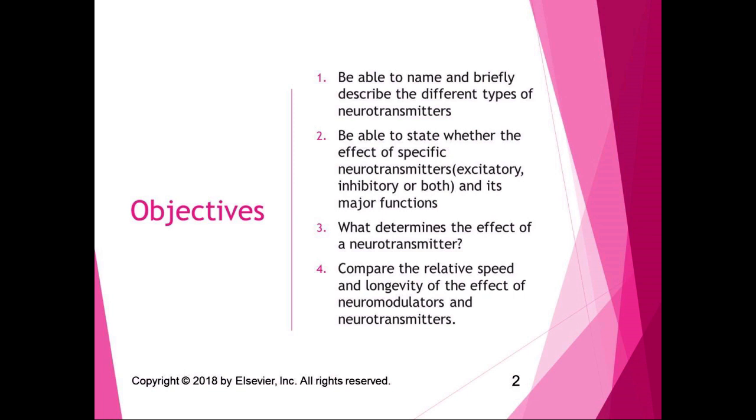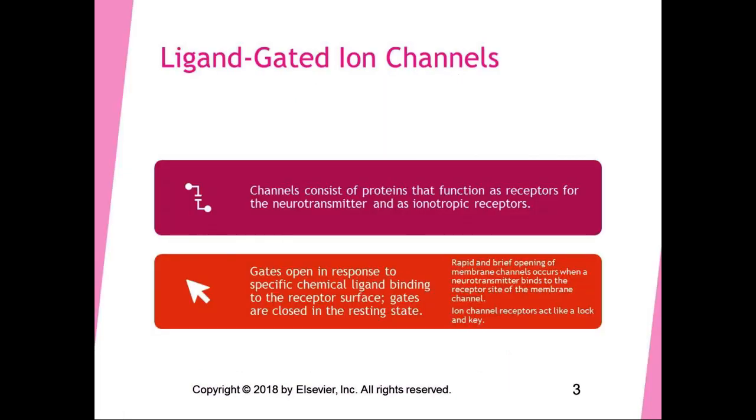I want you to compare the relative speed and longevity of the effect of neurotransmitters and neuromodulators, and we talked about that in the last section. Neurotransmitters act fast and don't last as long. Neuromodulators act more slowly and last longer. So that's the relative speed and longevity in a nutshell.